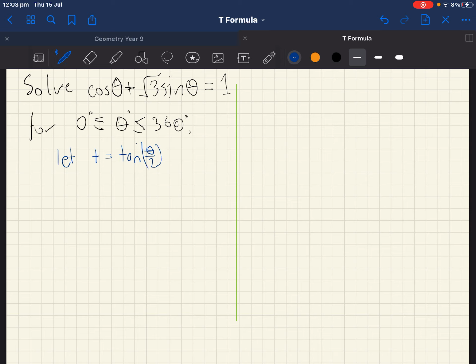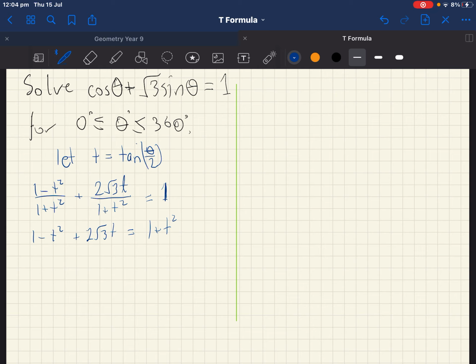And that allows us to go ahead and make our substitutions. Cos theta will be 1 minus t squared all over 1 plus t squared plus root 3 times sine theta, which is 2t all over 1 plus t squared, and the whole thing is equal to 1. Just like we did last time, I'll times everything by 1 plus t squared. That's a 1 there. And go ahead and solve this equation.